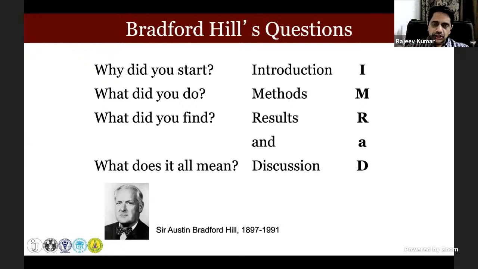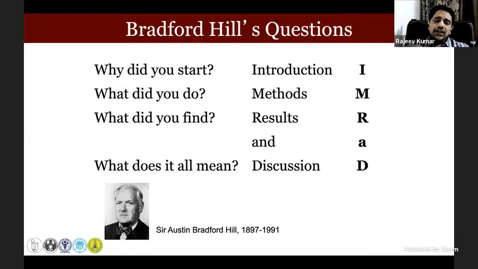The first question is, why did you even start? Why are you doing this report? Why are you writing? And that comes back to my first question. Why are you writing? Therefore, that's the first part, which explains why this paper needs to be written, why this study needs to be done.